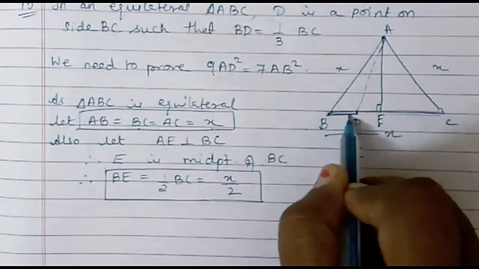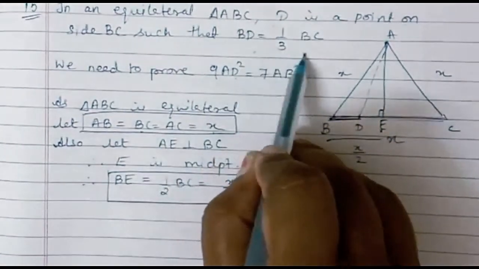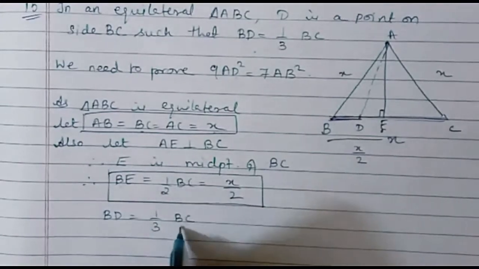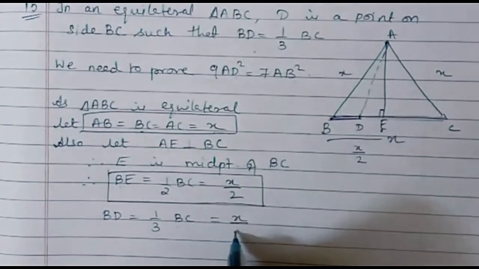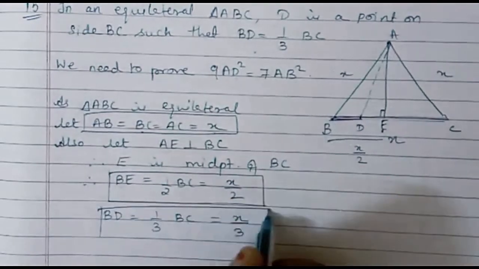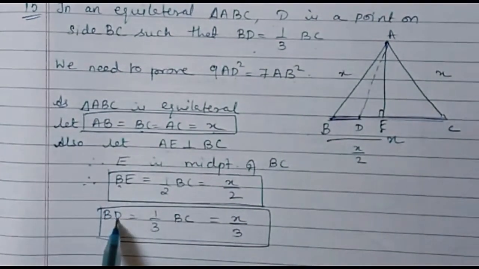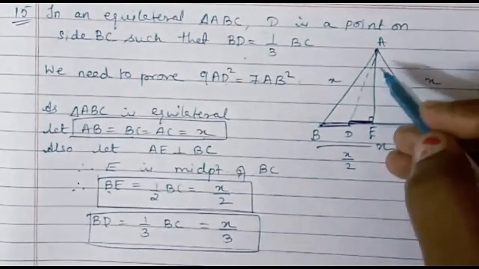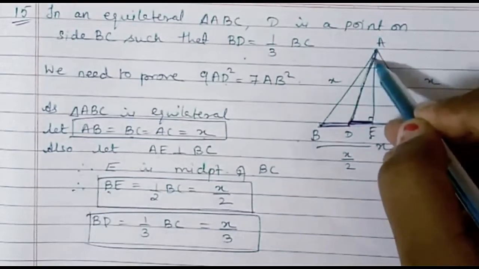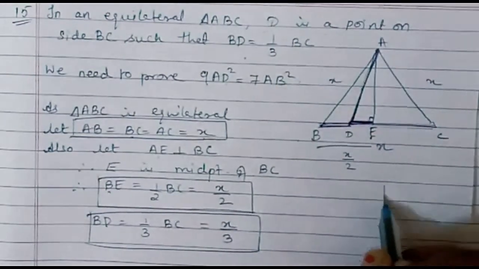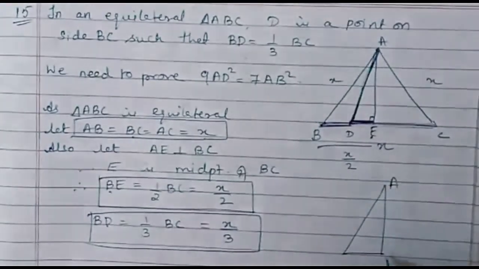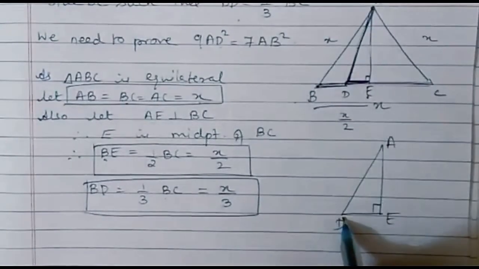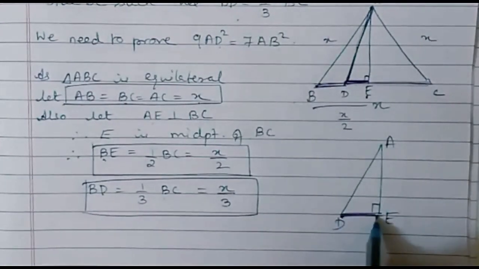Same relation we can derive for BD. As it is given in the question, BD is 1/3 of BC. Now we know BC is x, so we can say BD is x upon 3, right? So we got the value of BE as well as BD in terms of x. Now we need to find out DE, right? Because we need to prove the result in which we have the hypotenuse AD square. You can see the triangle once again. If I talk about triangle AED, it's a right angle triangle, E is a right angle, and AD will be the hypotenuse. So it is necessary to find what is DE.